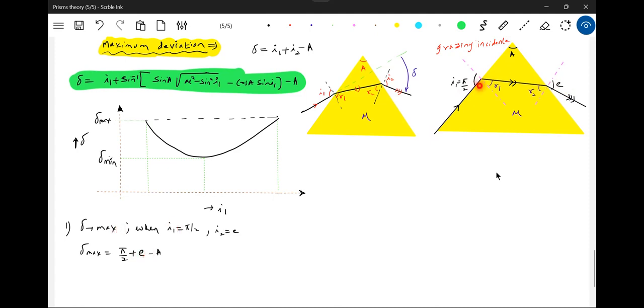Now come to the TIR. If the incident ray grazes the boundary, then the angle of refraction should be equal to the critical angle. So this R1 will now become the critical angle. Then this will become A minus C. So we are not understanding? We know R1 plus R2 equal to A. No?